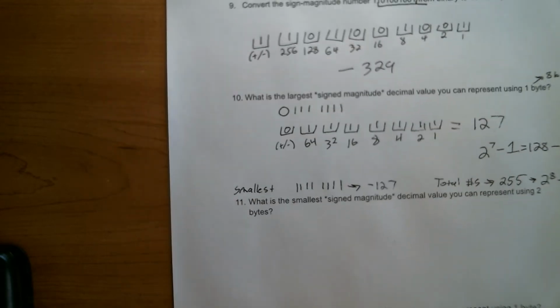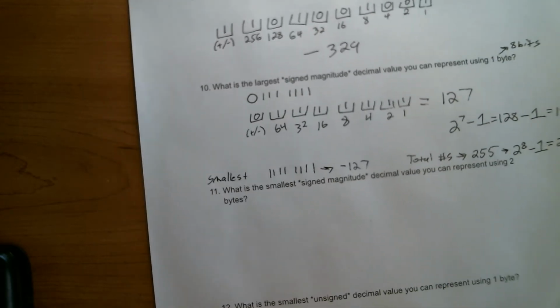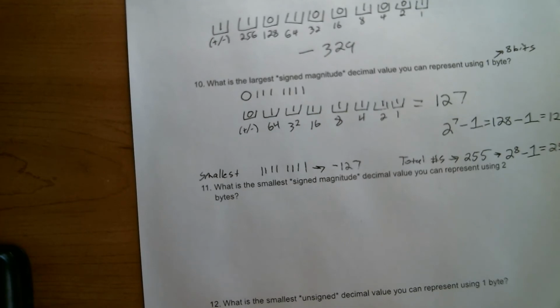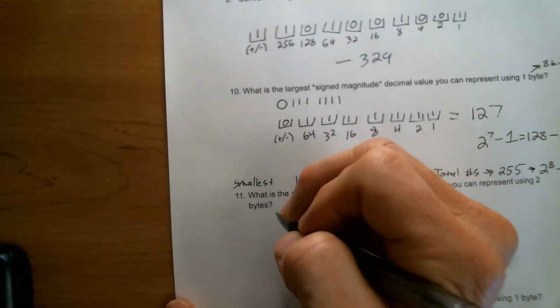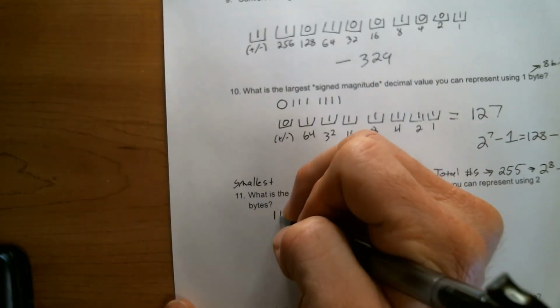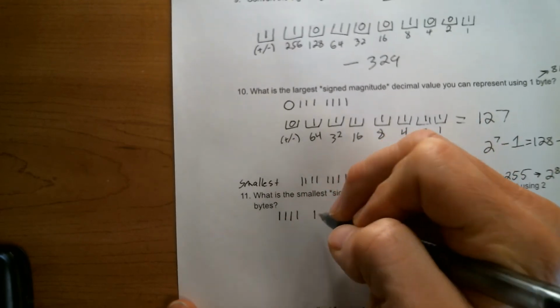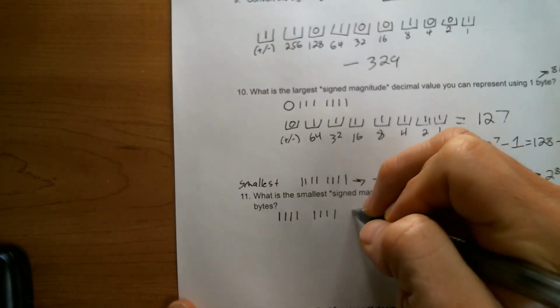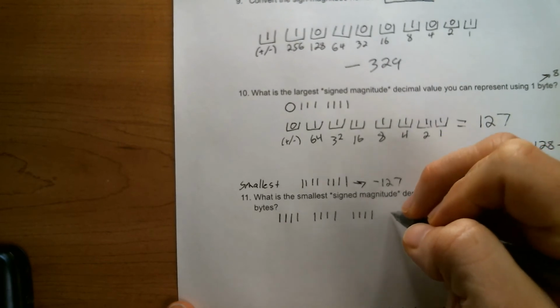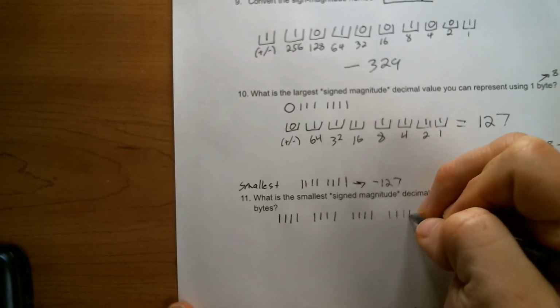All right, what is the smallest sign magnitude decimal value you can represent using 2 bytes? All right, so 2 bytes would be 16 bits. So that would be 1, 1, 1, 1, 1, 1, 1, 1, 1, 1, 1, 1, 1, 1, 1, 1.